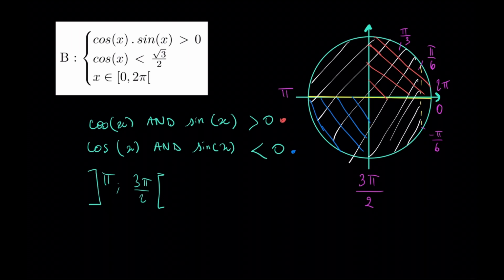And now for this one, we have to take this zone. So from pi over 6 all the way to pi over 2. All right. Excluded pi over 2, like so.